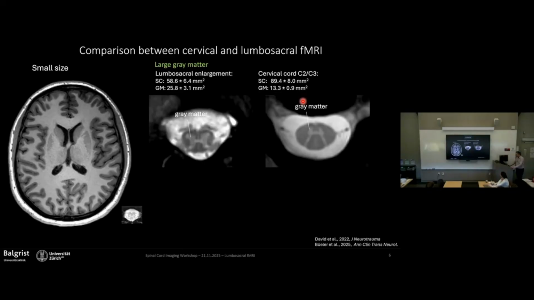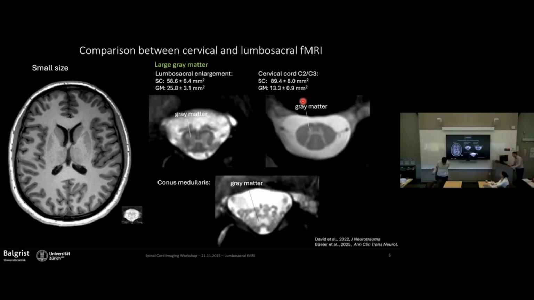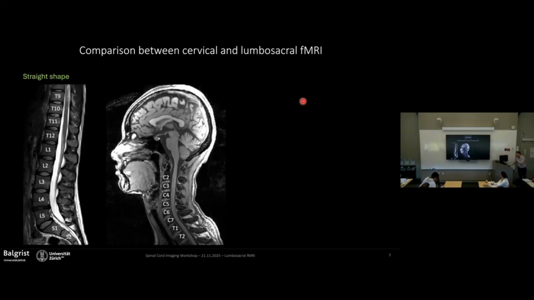On the other hand, the gray matter is actually much bigger in the lumbosacral enlargement. So as you can see here, in this subject, it's around twice as big, right? So one can argue that with fMRI, we care about the gray matter, we care about the neurons. So this would actually make lumbosacral fMRI easier compared to the cervical cord. Of course, if you go more toward the inferior slices, the conus medullaris, the spinal cord again gets very small, but the gray matter is still relatively big, right? So the gray matter to spinal cord ratio is actually the highest in the conus medullaris.